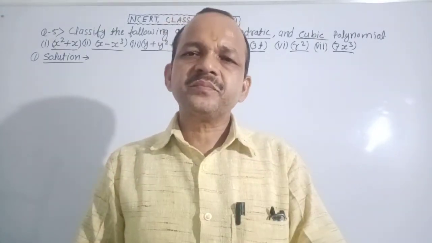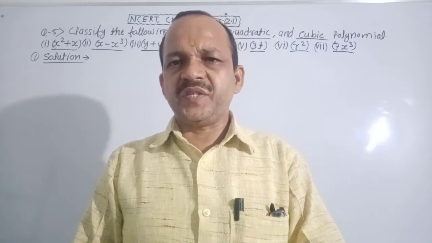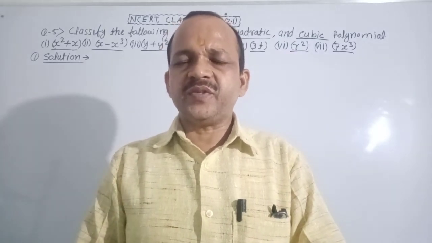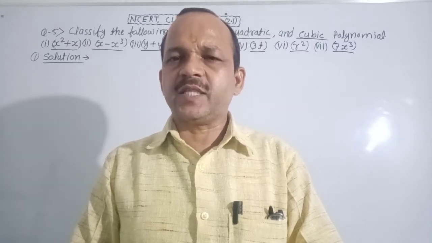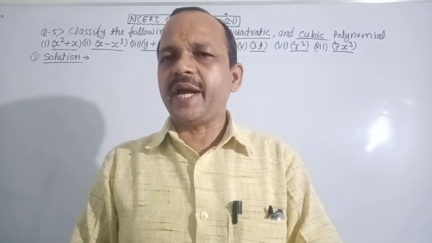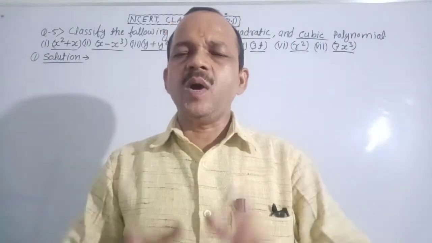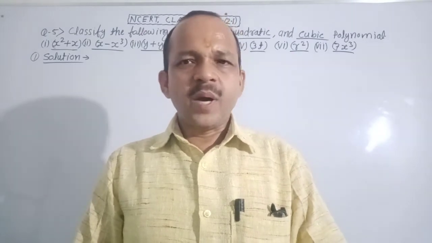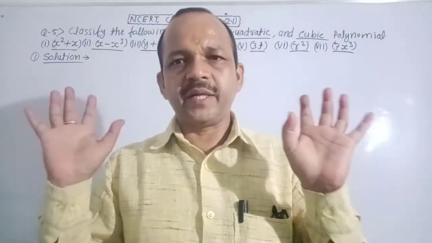Very good. A polynomial is an algebraic expression of the form a base n x power n plus a base n minus 1 x power n minus 1 plus a base n minus 2 x power n minus 2 and so on. It is the form of a polynomial. Is the form of a polynomial clear? No confusion about it? Very good.